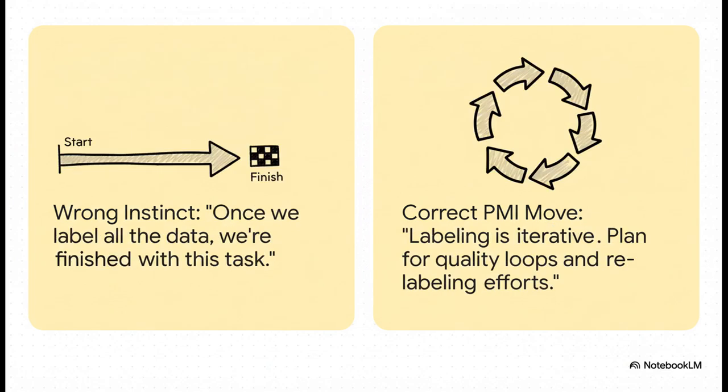And the last big trap is thinking of this as a straight line. The wrong instinct is to see labeling as a task you just do once and check off the list. The correct PMI mindset, as we've been saying, is that it's iterative. It's a loop. A good project plan has to account for these quality checks and even the possibility of relabeling right from the very beginning.